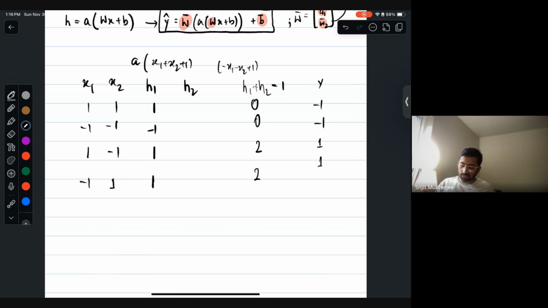For H2, what we will do is the activation of minus x1 minus x2 plus 1. Let's do that. Minus x1 minus x2 is minus 2, plus 1 is minus 1. And the activation of that should be minus 1. Minus 1, minus 1, so 2. So 2 plus 1, 3. So it becomes 1, because if greater than 0, then 1. You can see this is again 0 because this is minus of x1 plus x2, plus 1. So x1 plus x2 is 1, 0 here. So it's 1 here, naturally, same as before.